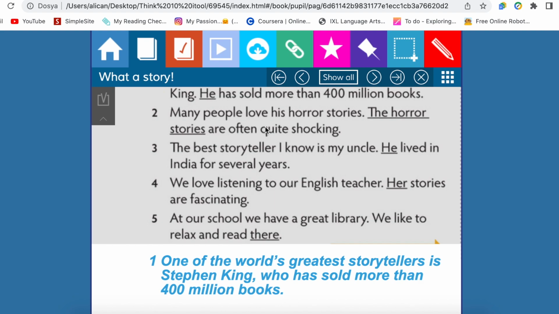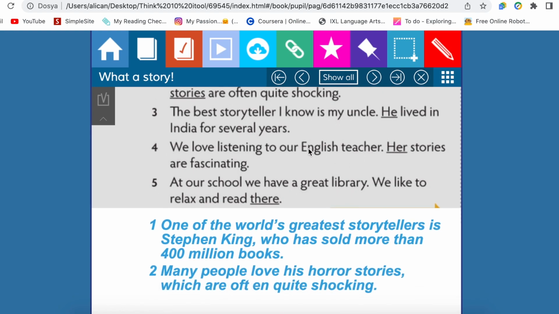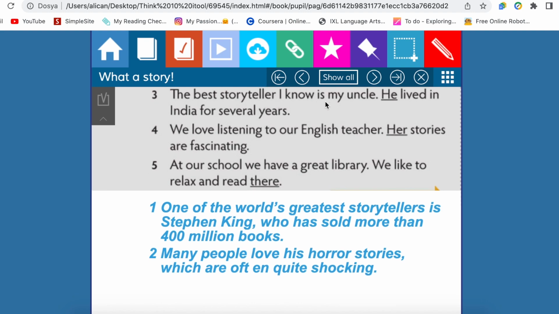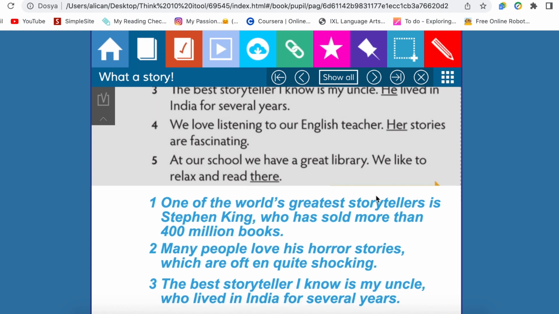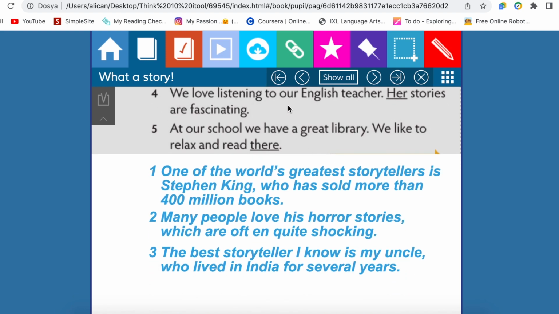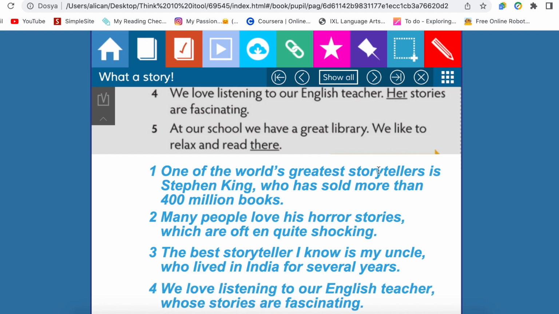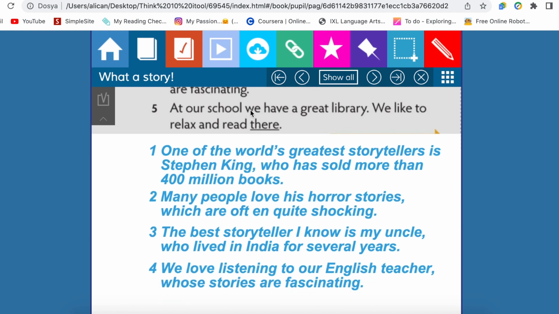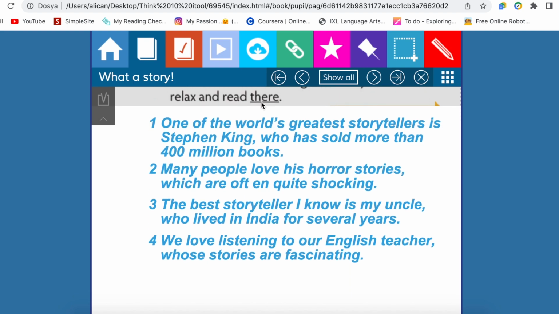Many people love his horror stories. As you can see, it's which. Third one, again, we say the best storyteller I know is my uncle, who lived in India for several years. Her is possession. That's why we use whose. And the last one there, it means a place. We use where. As we say where we like to relax and read.